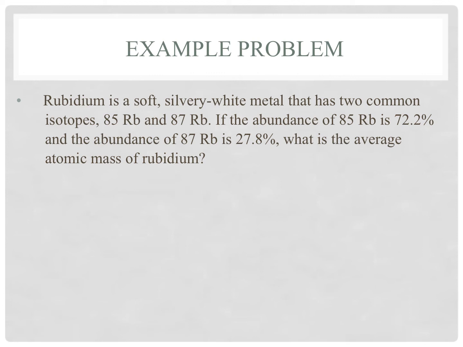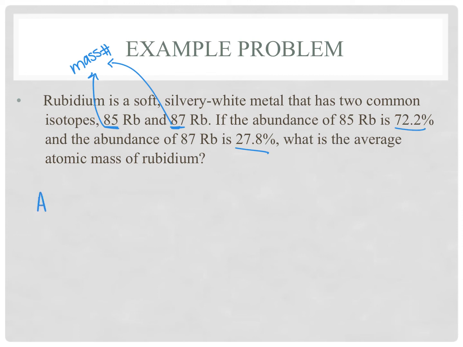All right, so the first thing, we just got to figure out our info. So you're given 85 and 87 rubidium. These are mass numbers, so they're giving you the mass. How many isotopes are there for rubidium? Just 2. Okay, so we know there's only 2. We know the mass, and you're given the percent abundance. So you're given everything you need to find the average atomic mass.